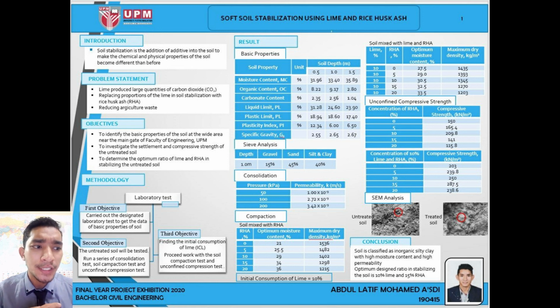For the conclusion, the soil is classified as inorganic silty clay with high moisture content and high permeability. Finally, the optimum design ratio in stabilizing the soil is at 10% of lime and 15% of RHA.